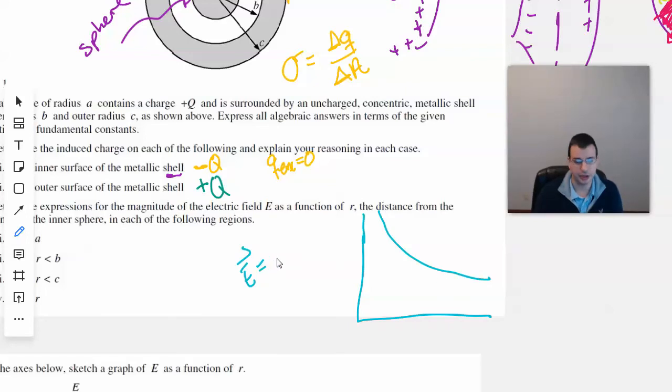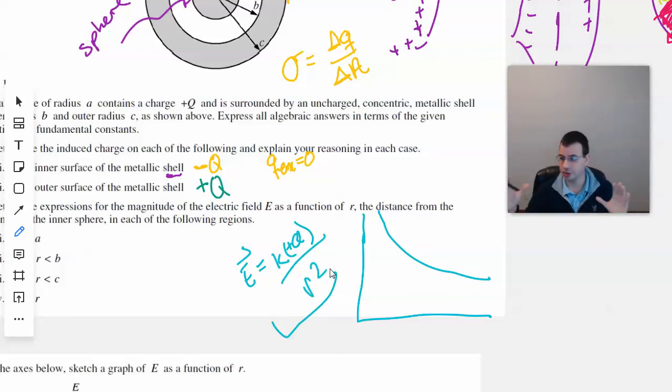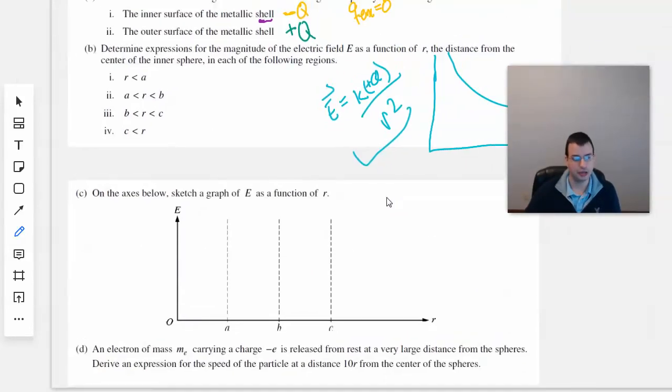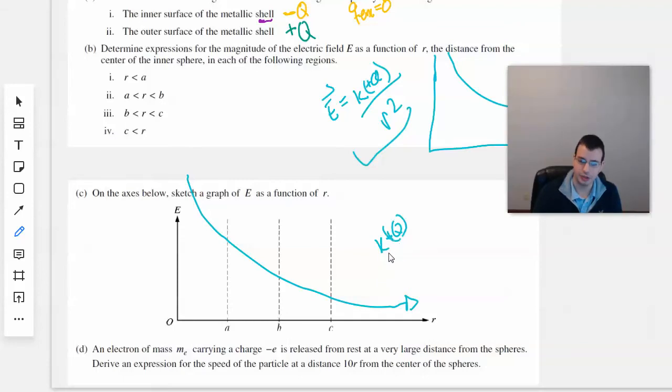So electric field equals K positive Q. It's supposed to be positive Q, not plus Q. Over R squared. This is Coulomb's law, what we've been talking about the whole time. And from a great distance, that's what it's going to look like. So the way I'm going to do this is I'm actually going to start by sketching it. I'm going to draw 1 over R squared. And this is K plus Q over R squared, which is the electric field.